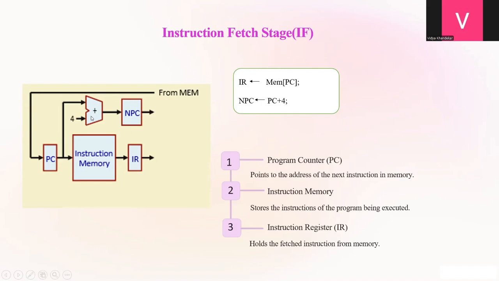We see that the PC will hit the instruction memory. The PC contains the address of the next instruction to be executed. The data will be available in the IR, and the PC is added with a constant value 4 and this is loaded into the NPC. So these two operations can be performed during the instruction fetch stage.